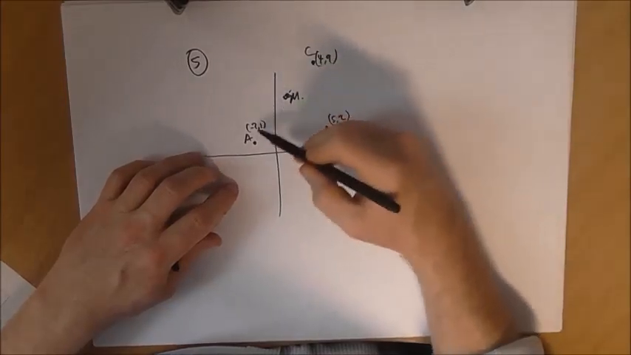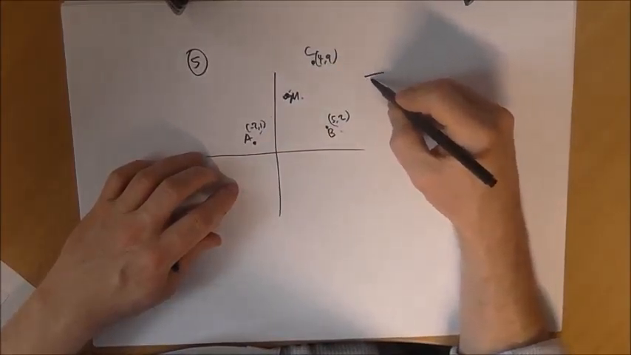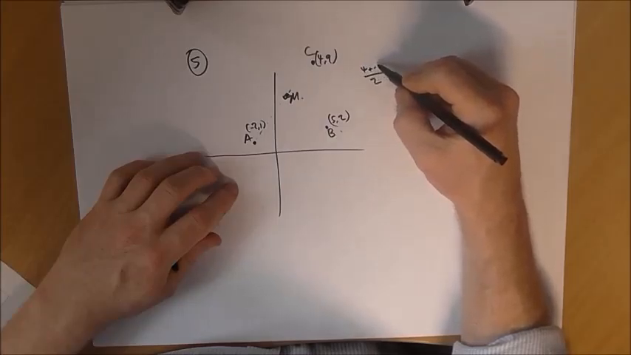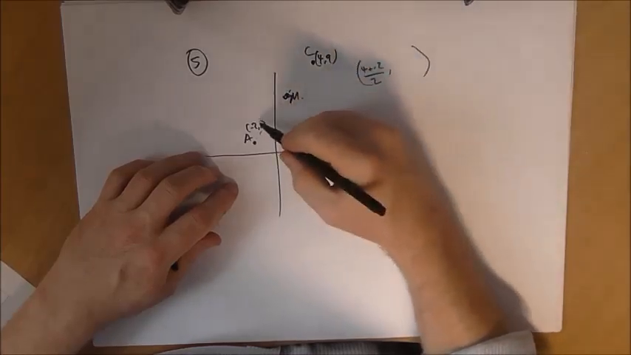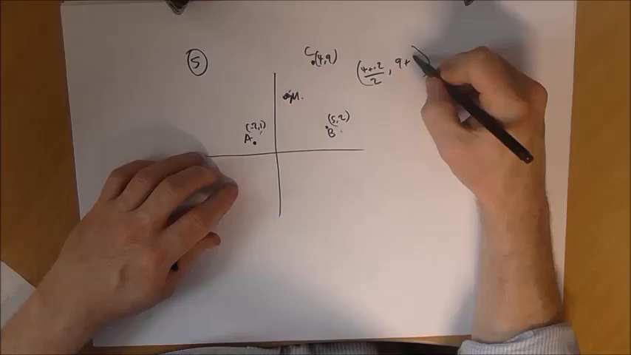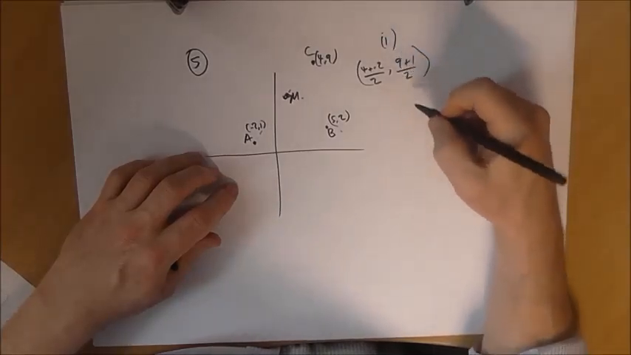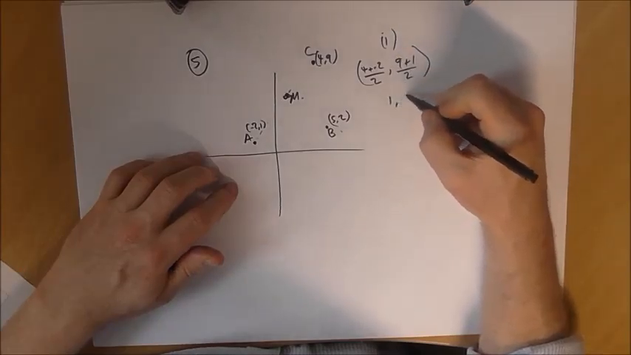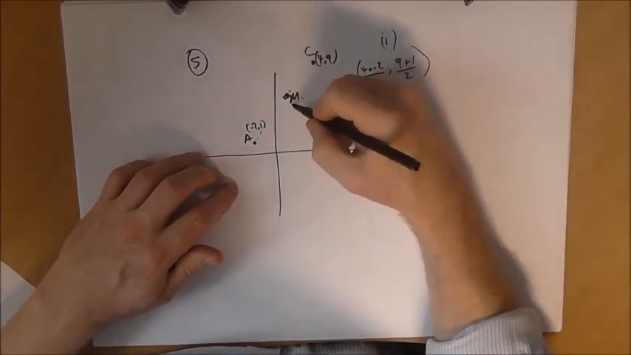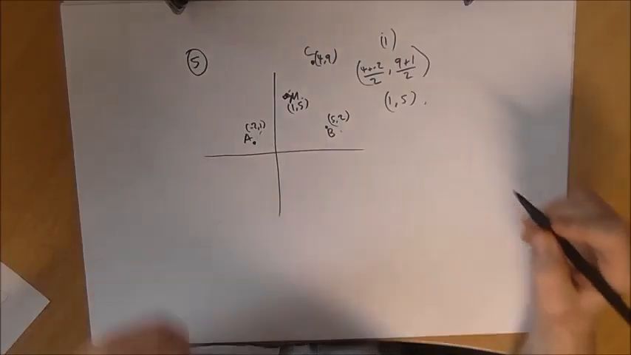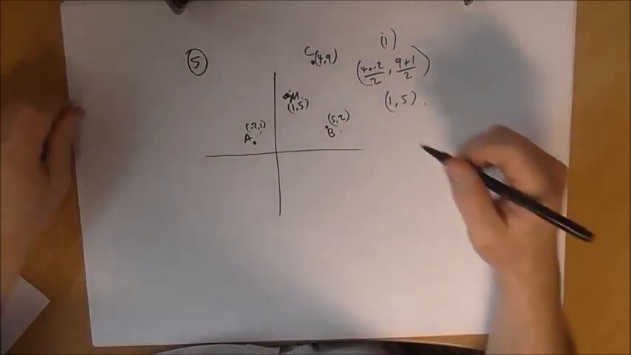There's a formula for that. It's this plus this divided by 2 is before the comma. This plus this divided by 2 after the comma. So Roman numeral part 1 is that, which is 1, 5. Keep the diagram up to date with new emerging information.